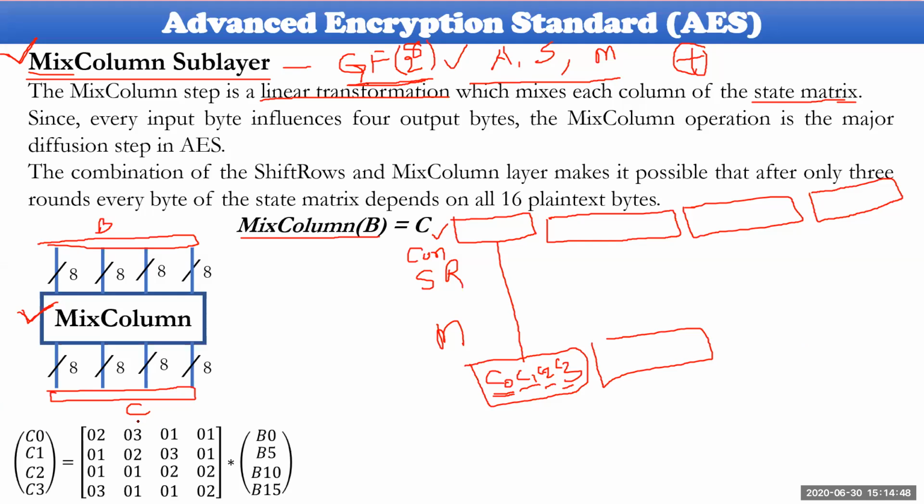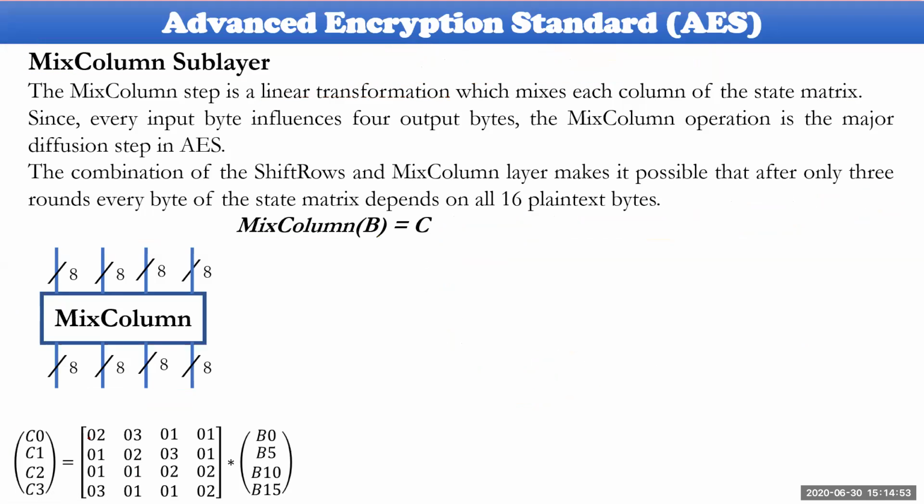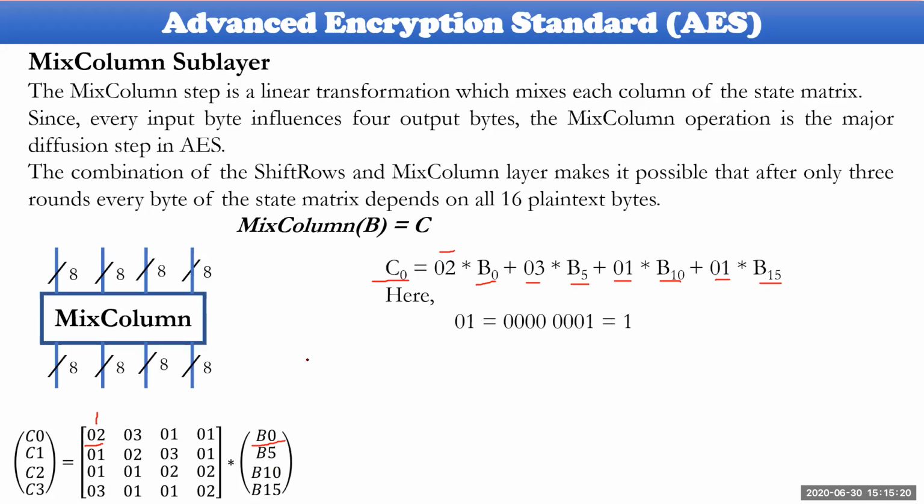And these will always be taken. So, C0 will be equal to 2 into B0, then 3 into B5, then 1 into B10, and again 1 into B15. Okay, look at this. And if you operate in such a way here, what are the values of 0 1?